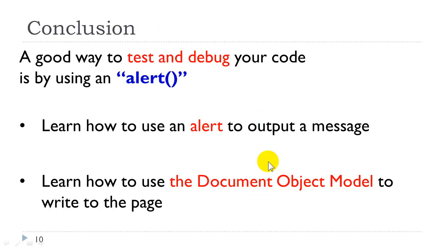So what I would like you to learn this week is how to use an alert. It is a great way to test and debug your code. I would like you to learn how to use an alert to output a message. I would like you to learn how to use the document object model to write to the page. I have sample code on the public box folder to illustrate the points in this tutorial.